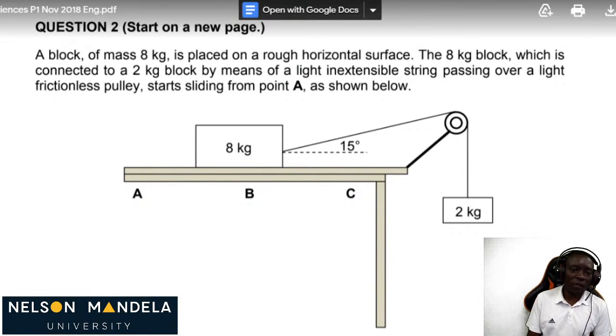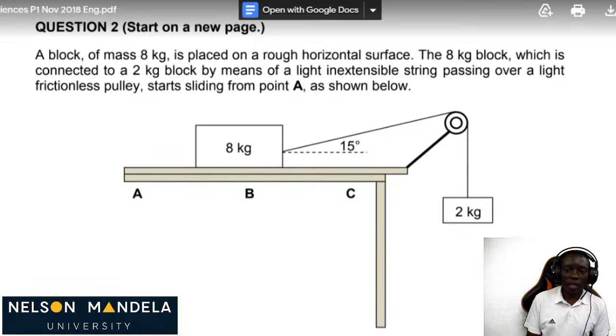So one, we are given the mass of the block, which is 8 kg. We can see this block, it's on the table. It's on a horizontal surface. And we are told that the surface is a rough surface. So already that tells us that friction has got a role, or has got a part in this kind of scenario.